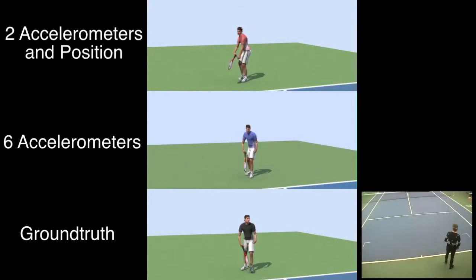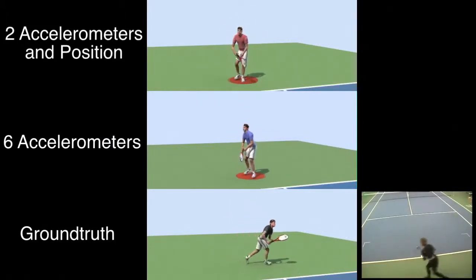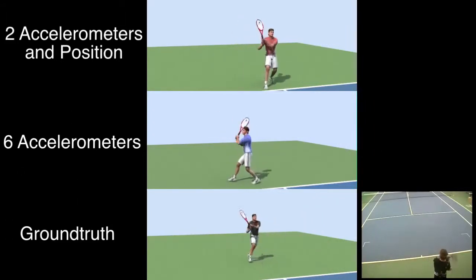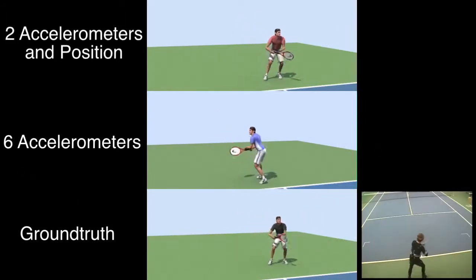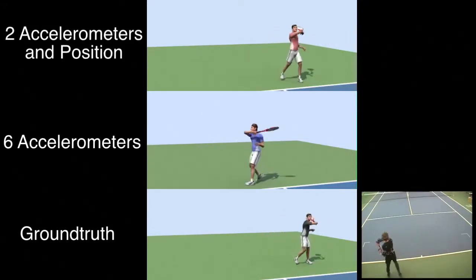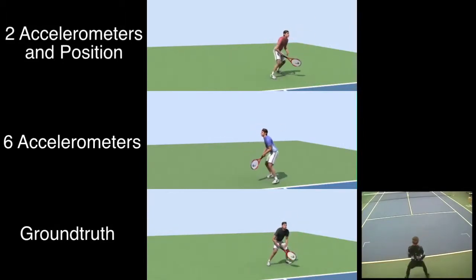In this example, regardless of the input modality, inaccurate athlete motion is synthesized during the second tennis stroke. By utilizing global position data, these errors can be quickly removed without significantly compromising on the accuracy of the motion of the player's body and limbs. This is not the case for an accelerometer-only approach.